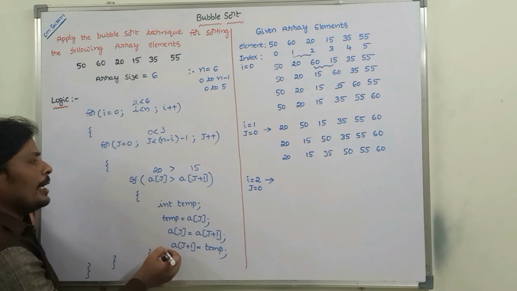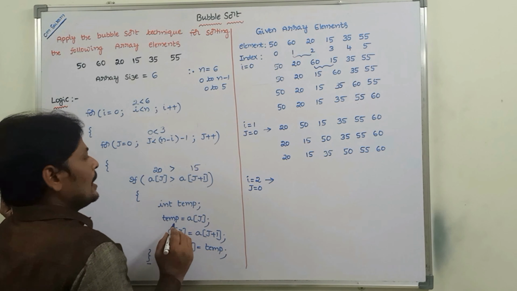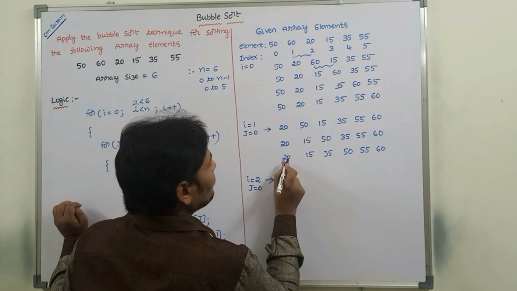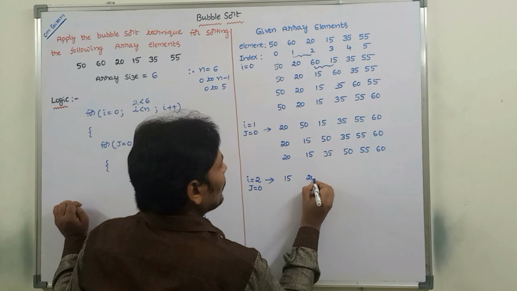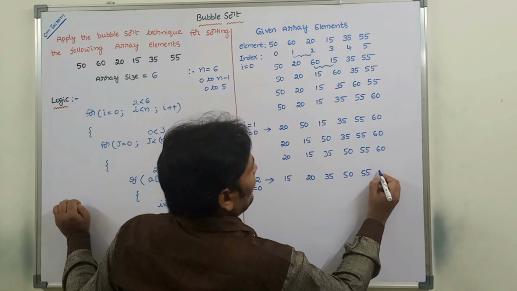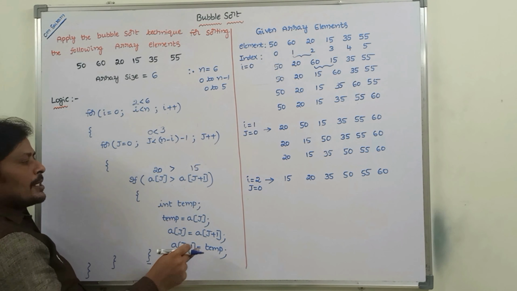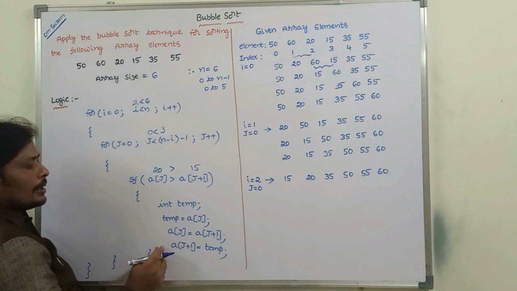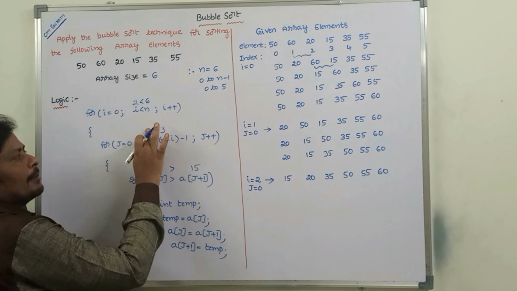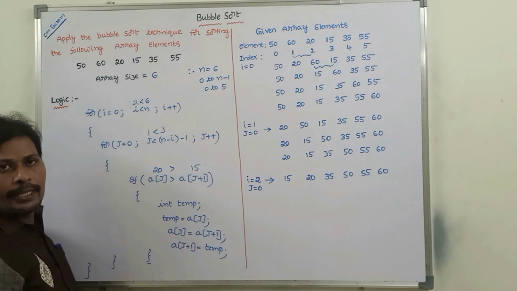If the condition is true, then the control goes to the body of the if block. In that body, these two values are swapped. Okay, this is the swapping logic. So after swapping these two elements, in the place of 20, we are getting 15. In the place of 15, we are getting 20. The remaining elements are same. Next, after executing the statements within the if block, the control goes to the inner for loop. In the inner for loop, j value is incremented. Now j value becomes 1. 1 less than 3, condition true.